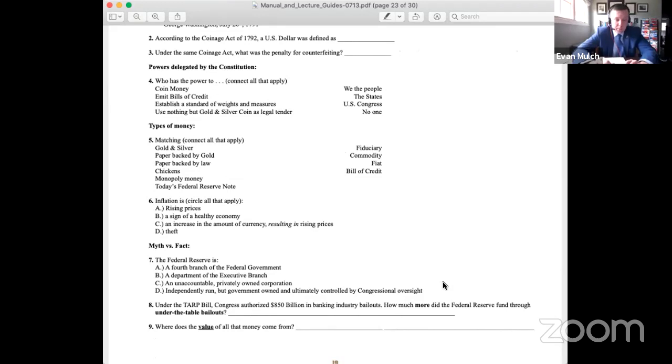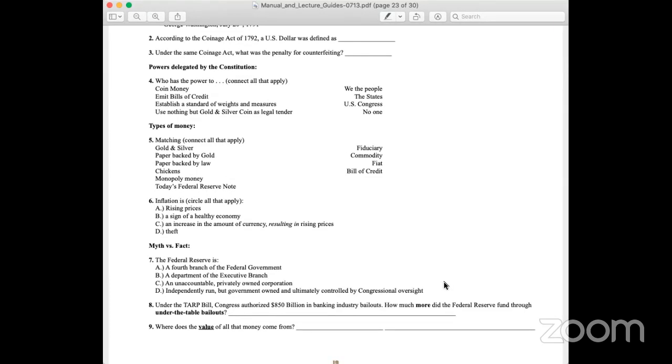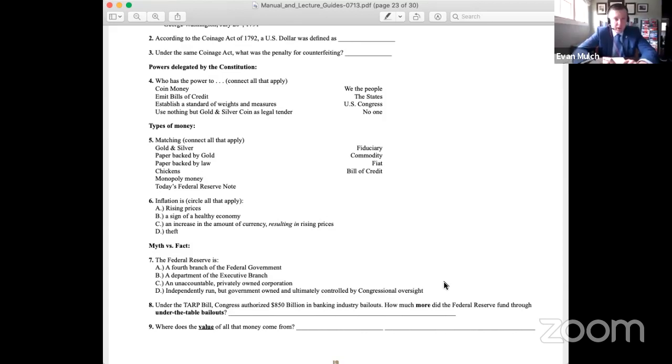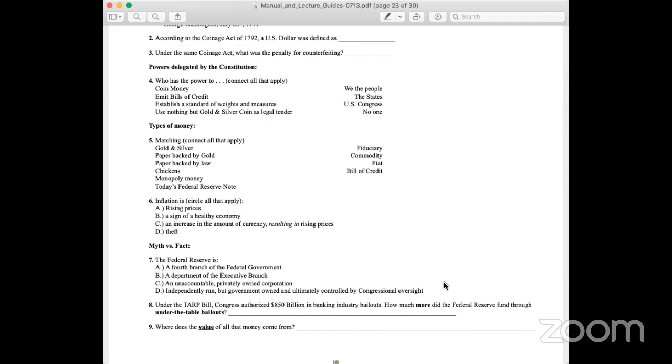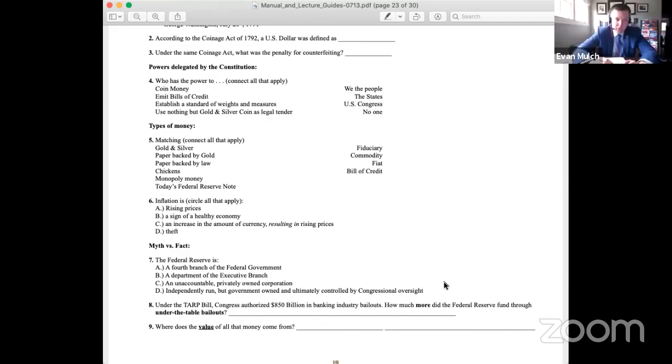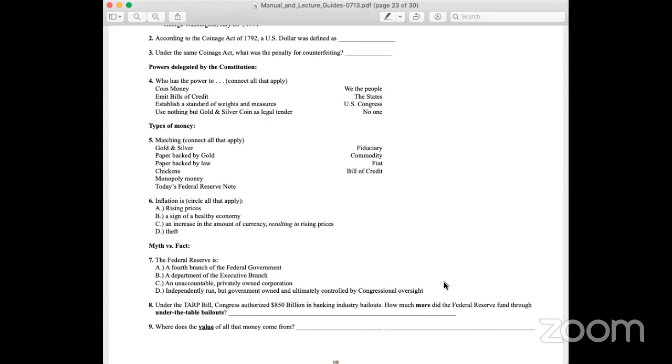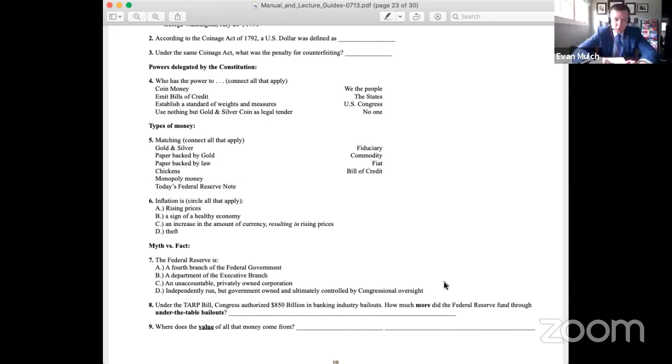Who has the power to emit bills of credit? We the people have the power to emit bills of credit. Congress doesn't have that power, and the states do not have that power. That's right. Yep. Who has the power to establish a standard of weight and measures? Congress. Congress, yeah. Yep.